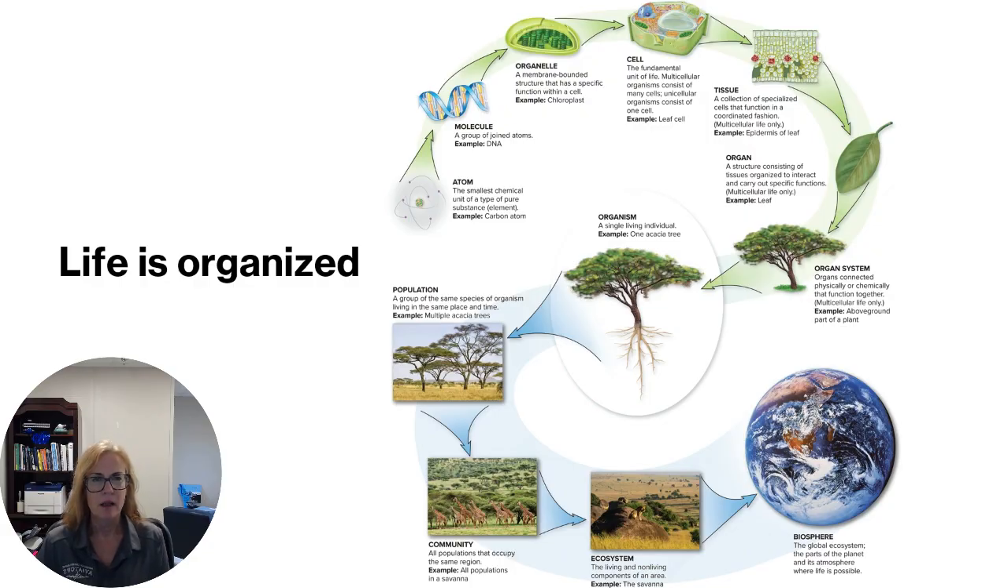So once we get to the cell, again, we may have a single celled organism and it has everything that is required for it to maintain an independent life. Many things, though, are multicellular. So when we have a collection of specialized cells that are working together to perform a specific function, that's when we're talking about tissues. Tissues in various different layers form organs.